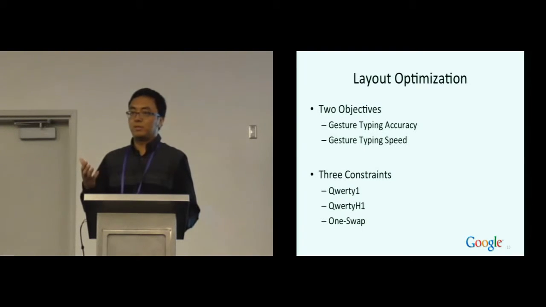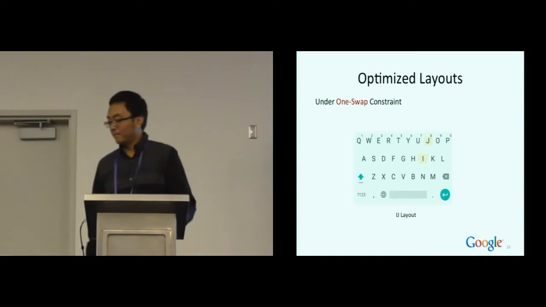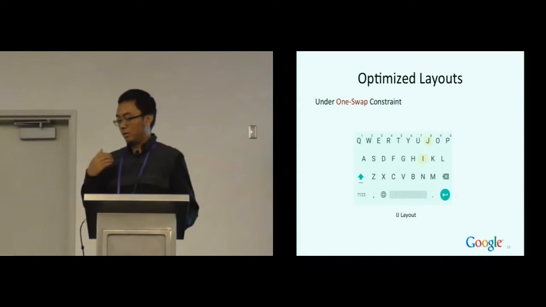We have two objectives, and the outcome of the optimization procedure is a set of Pareto optimal layouts. And we pick the most balanced one, the one that has a balance between accuracy and speed. And here are the optimized results.